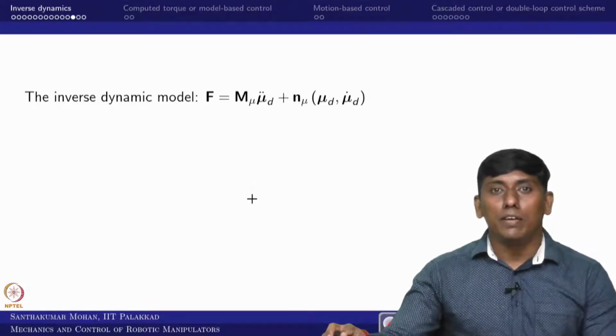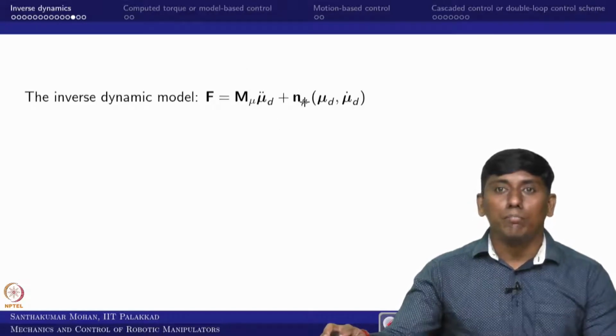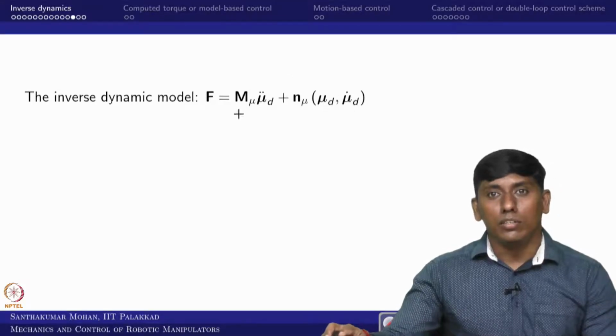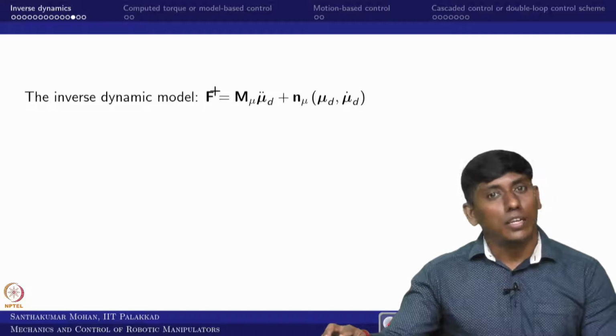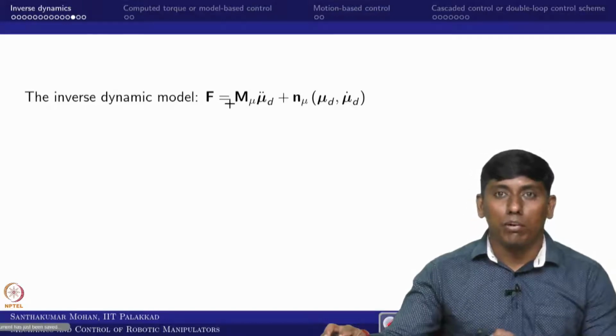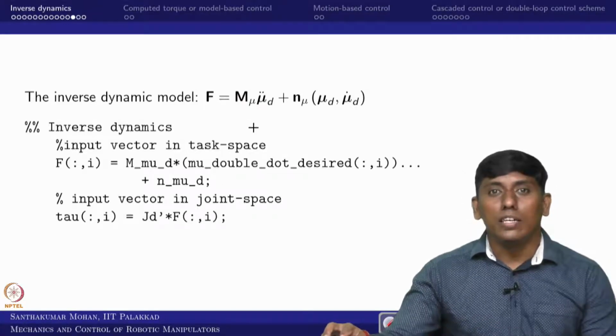Once we did the subfunction, this is the inverse dynamic model, where M of mu into mu desired double dot plus N of mu, mu dot, mu desired, mu desired dot, this is what we use as F. But we can write F as tau. In this sense tau is J transpose of F, that is what we are going to use. So this is the inverse dynamics.